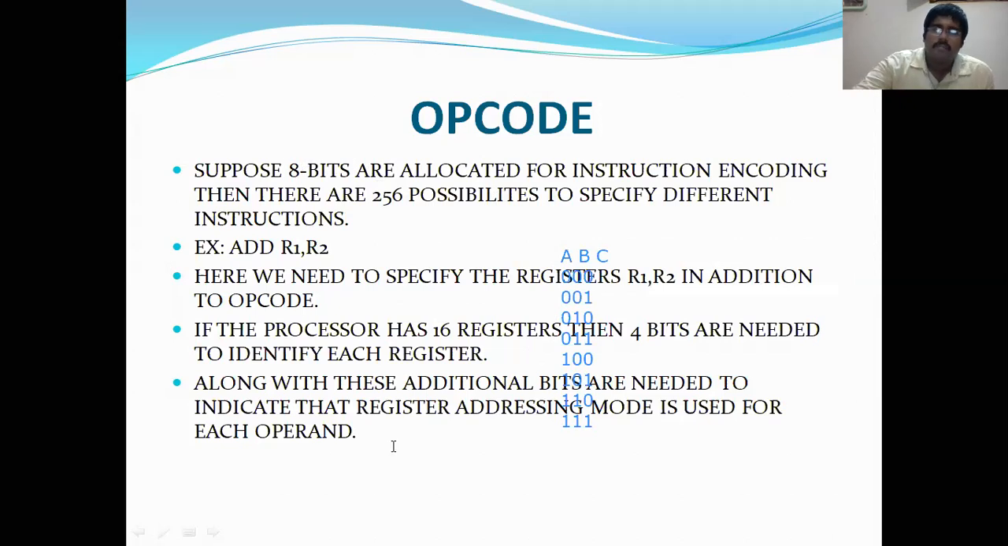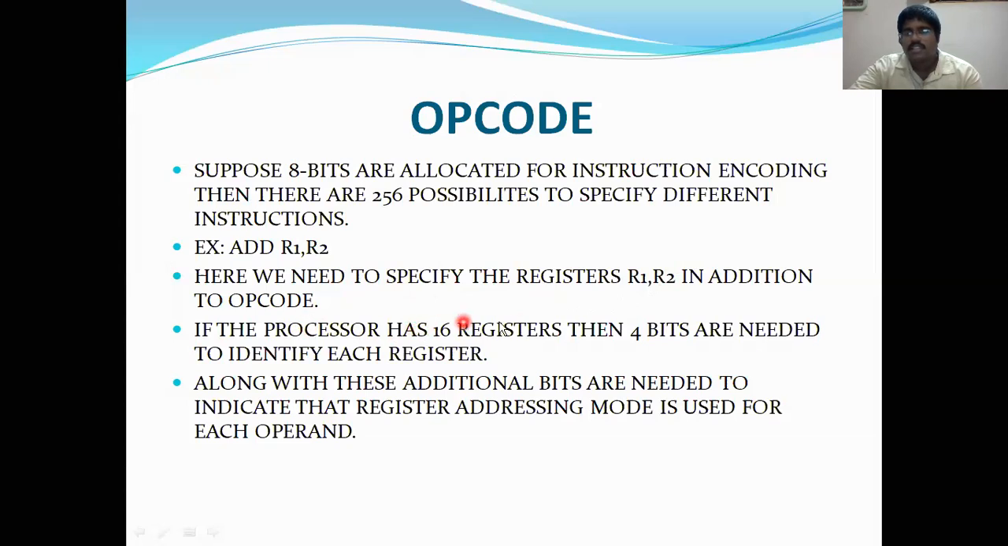So total how many combinations can I get? 256 different combinations. That means there are 256 possibilities to specify different instructions. That's what he has mentioned here. I think it is clear? Okay, so I will go to my spotlight. And here we need to specify the registers. That's what we have discussed.